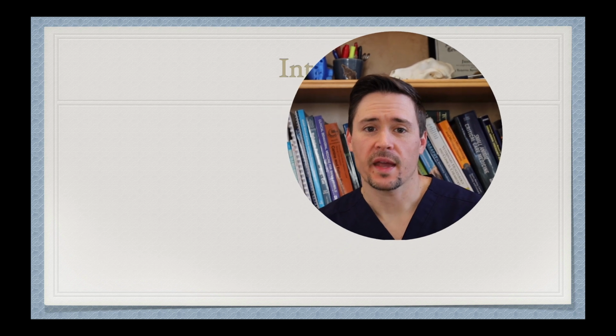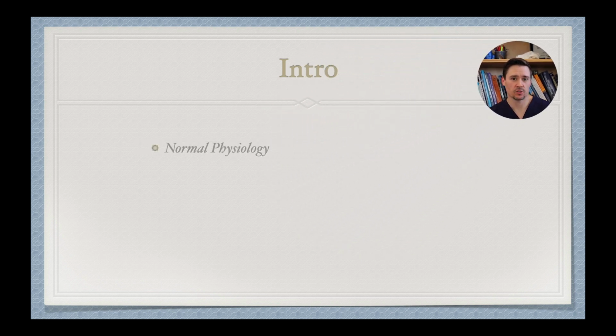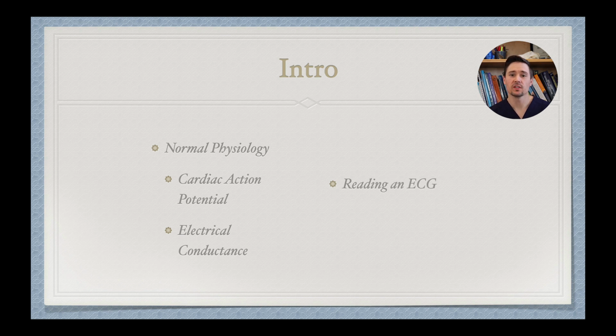Today we're going to be talking about ECGs, what they are, how to interpret them, and then we'll briefly go over normal physiology of the electrical system of the heart, including cardiac action potential, electrical conduction, and how to read a normal ECG. And for a little bonus, we're going to look at a Wiggers diagram, and you'll learn what that is later on in the episode.